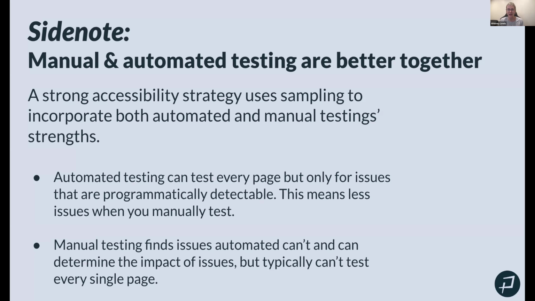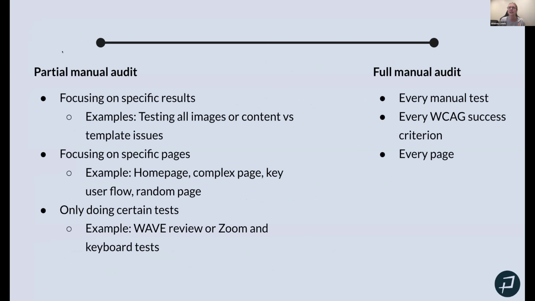Manual testing, on the other hand, finds issues automated testing can't and can determine the impact of those issues. But we typically can't test every single page because of the time and resources dilemma that we typically have. So the two samples of automated and manual testing really work together very well. And let's talk specifically about some manual testing samples.